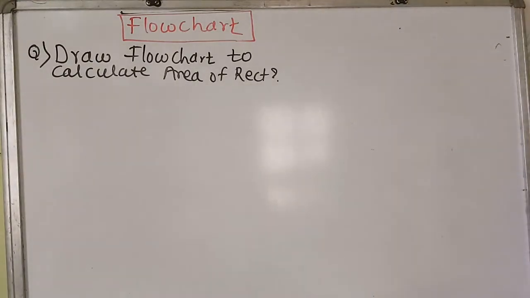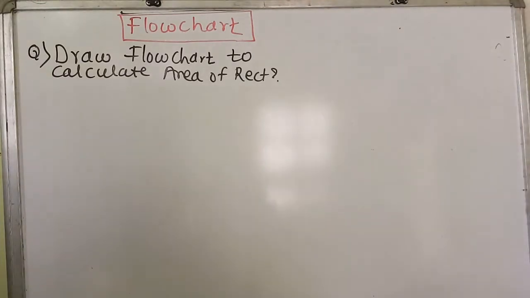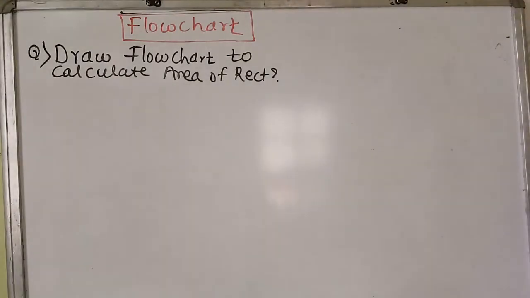We all know that the area of a rectangle has the formula L into B. We have to accept length from the user, breadth from the user, calculate the area, print the area and stop the procedure. These statements I have listed orally are nothing but your algorithm. But in this part we have to write only the flowchart. So we will write only the flowchart here.